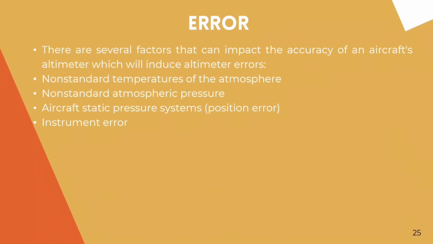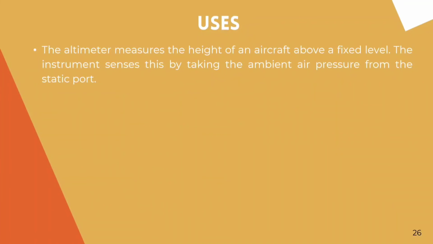The errors. There are several factors that can impact the accuracy of an aircraft's altimeter, which will induce altimeter errors: non-standard temperatures of the atmosphere, non-standard atmospheric pressure, the aircraft static pressure system, which is position error, and then instrument error. The uses of altimeter. An altimeter measures the height of an aircraft above a fixed level. The instrument senses this by taking ambient air pressure from the static port.